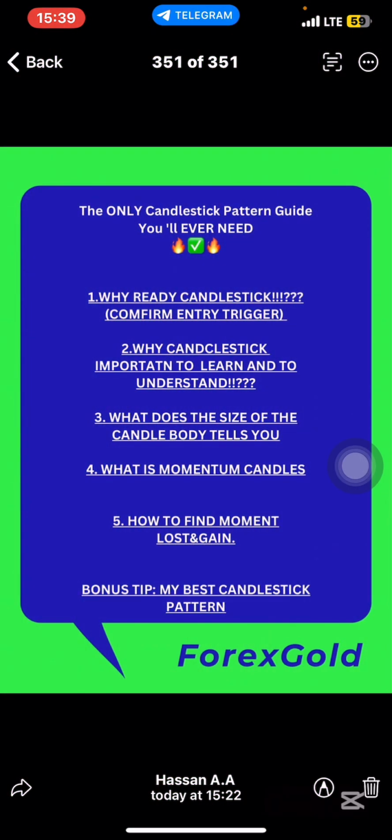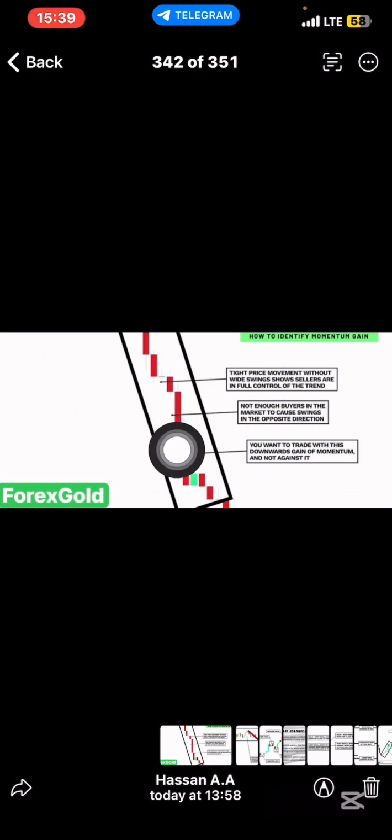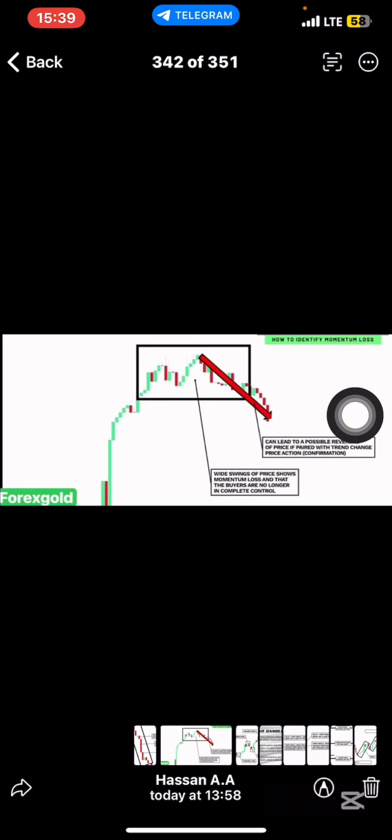So let's move to the last point of the list, which is momentum gain. You see, this is for a bearish structure. That's momentum gain. You see, momentum is gaining. Buyers are not in this market, only sellers. Momentum gain. Then you can check for this one. This is momentum loss. Look at it.